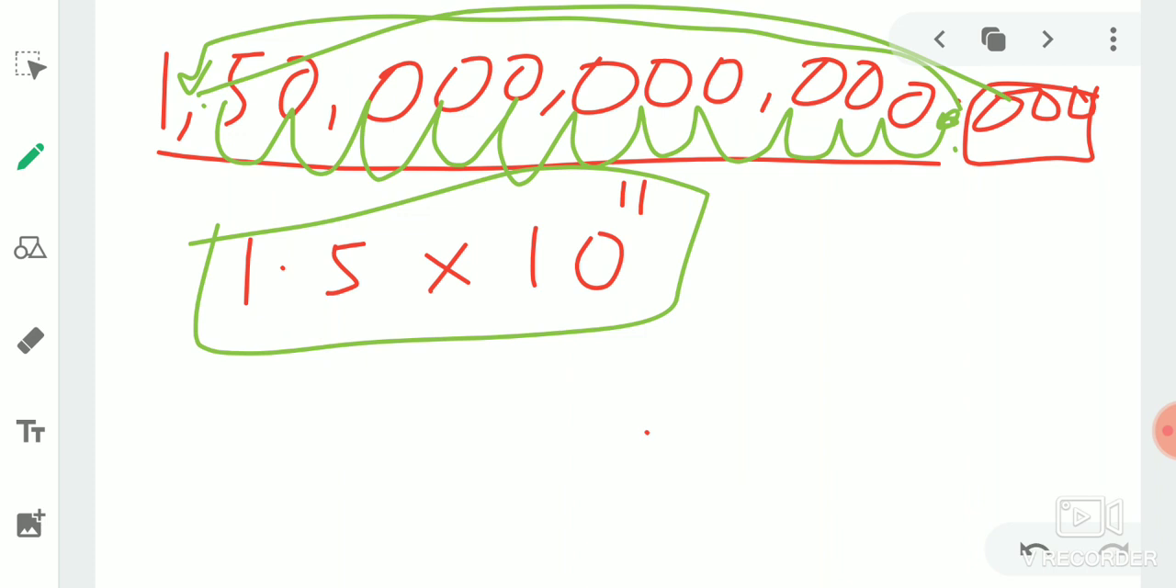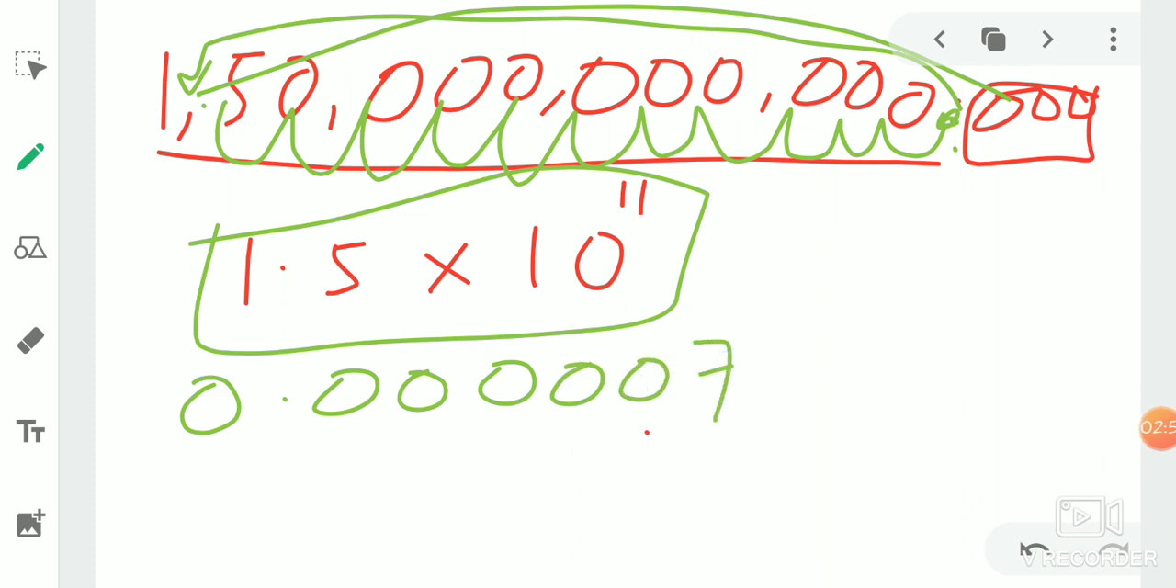Okay, if I take the next example, if I have the number 0.000007, this is my next example. How can I convert this number into standard form? I have to shift this point here, which means I must have at least one digit before the decimal. I have to shift this decimal here.